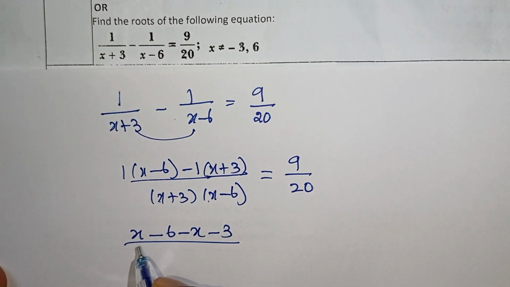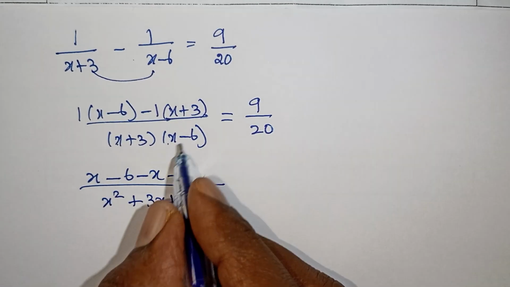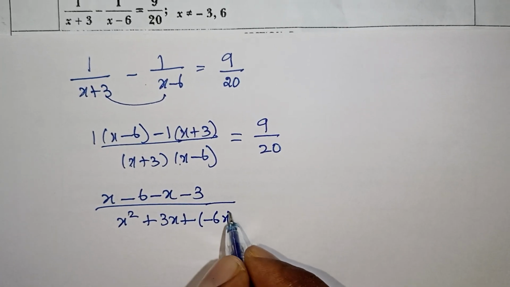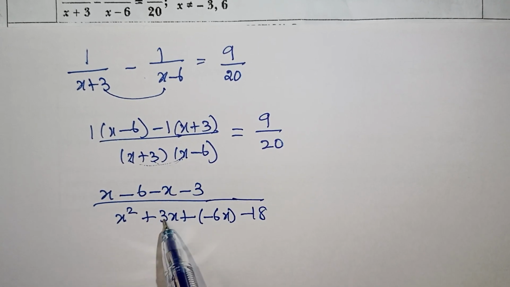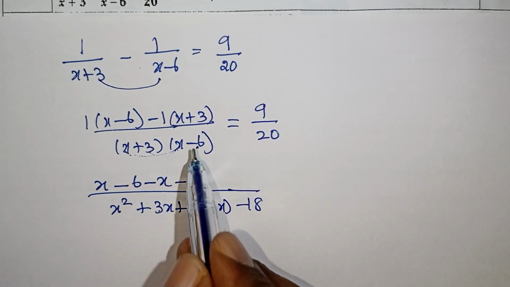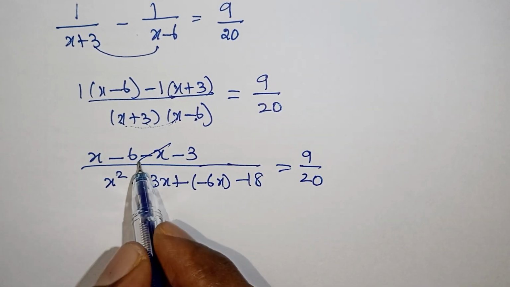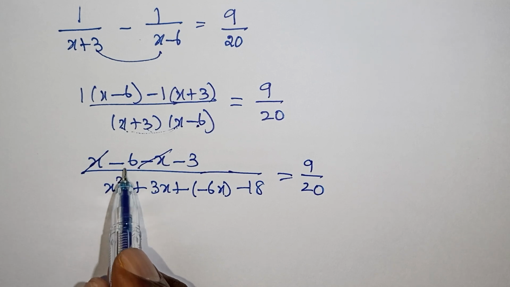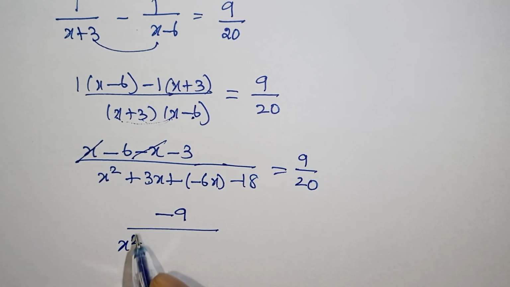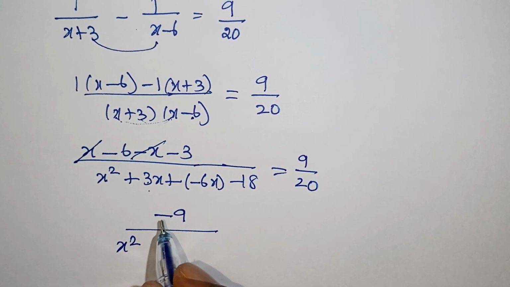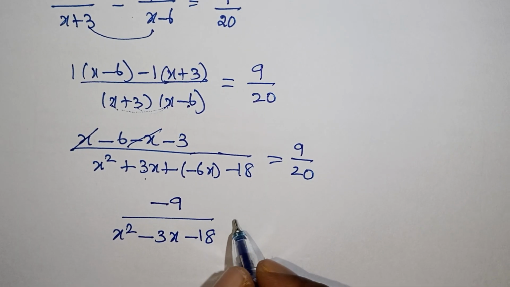x into x will give you x squared. 3 into x is 3x. Plus, minus 6 into x will give you minus 6x, and minus 18 finally. x into x, x squared; 3 into x, 3x; and with this minus 6 into x, minus 6 into 3, which is equal to 9 by 20. Now in the numerator, minus 6 and plus 6 will get cancelled. So minus 6 minus 3 will give you minus 9, divided by x squared minus 3x minus 6x. If you subtract, it will be minus 3x minus 18, which is equal to 9 by 20.